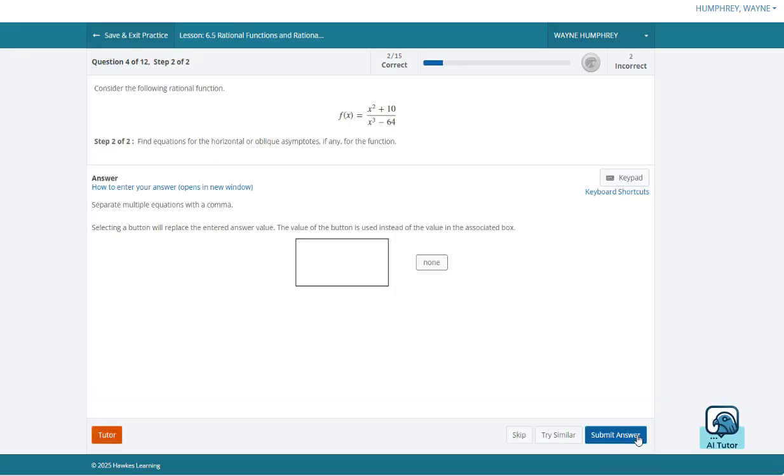Okay, next we need to find the horizontal or oblique. And so for that we look at the power on the numerator and the degree on the denominator, and I see that the degree in the numerator is less than the degree of the denominator. So that is the first rule. So I know that my equation is y equals 0.